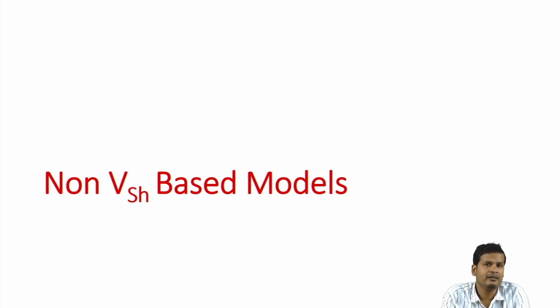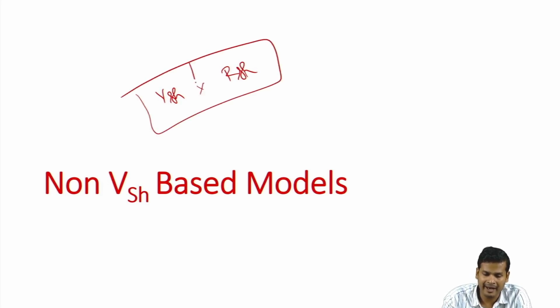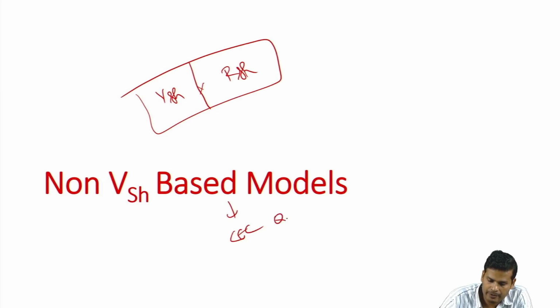That means cell content is not needed. Instead, the excess conductivity is defined by the cation exchange capacity. The earlier models, the VSH based or cell volume based models, were including two terms: one is the cell content, and the second is the RSH. By including both the terms VSH and RSH, they were calculating the total excess conductivity offered by the clay. But non-VSH based models utilize the value of CEC or QV to account for the excess conductivity of the clay.